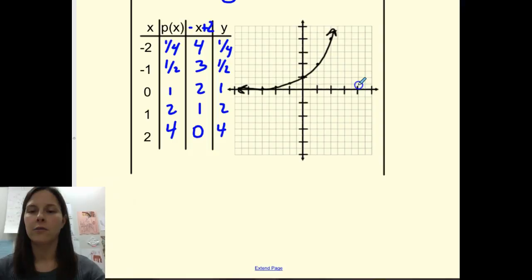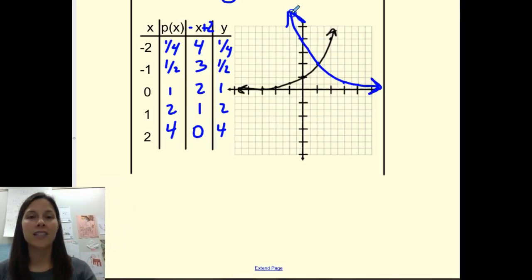Plotting our points, 4, 1/4, 3, 1/2, 2, 1, 1, 2, and 0, 4. We can see that this graph is decreasing as well, going down off to the right.